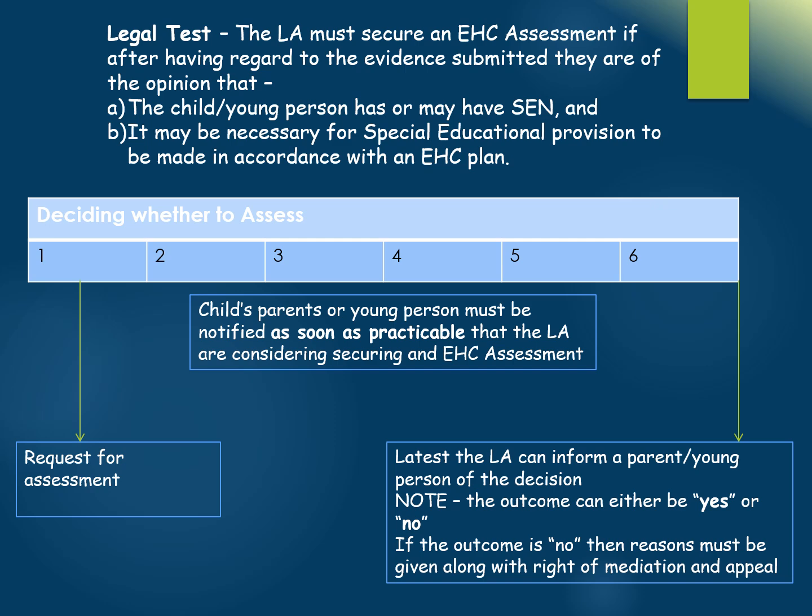The latest the local authority can inform a parent or young person of the decision is by week 6. The outcome of this can either be a yes or a no. If the outcome is no, then reasons must be given along with the right of mediation and appeal. Families are usually notified of this outcome via the EHC Hub, and again you should receive an email to trigger you to have a look at the Hub to see the outcome.